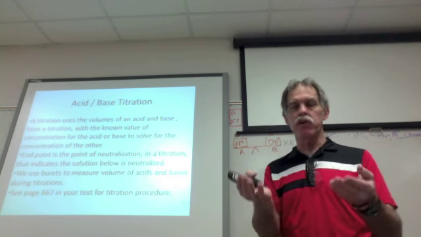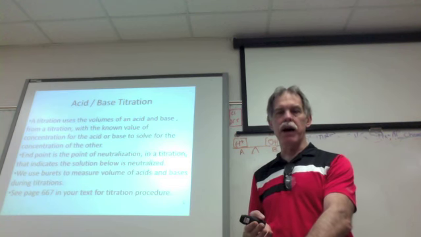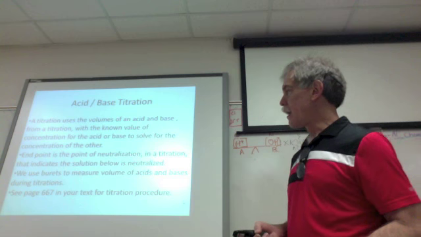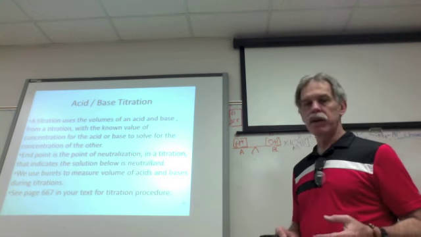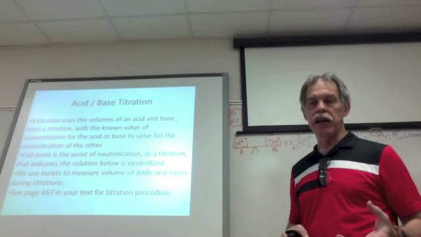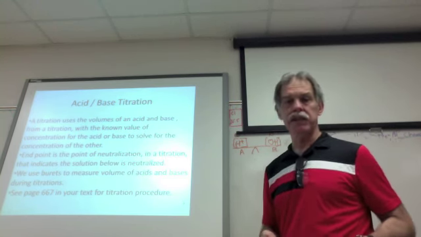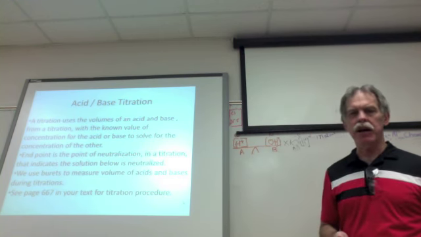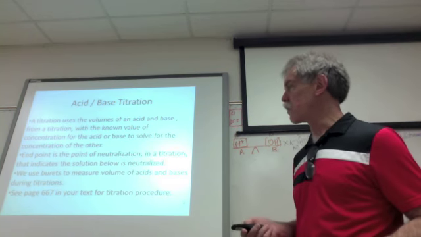Once we've got them neutralized, there's an indicator in the container at the bottom that will turn colors just when we have it neutralized, and that will let us solve for, in this case, the normality of the acid. Page 667 in your text has the procedure and pictures of that apparatus, and we will be working on that in class, so you'll get to see it and use it live.